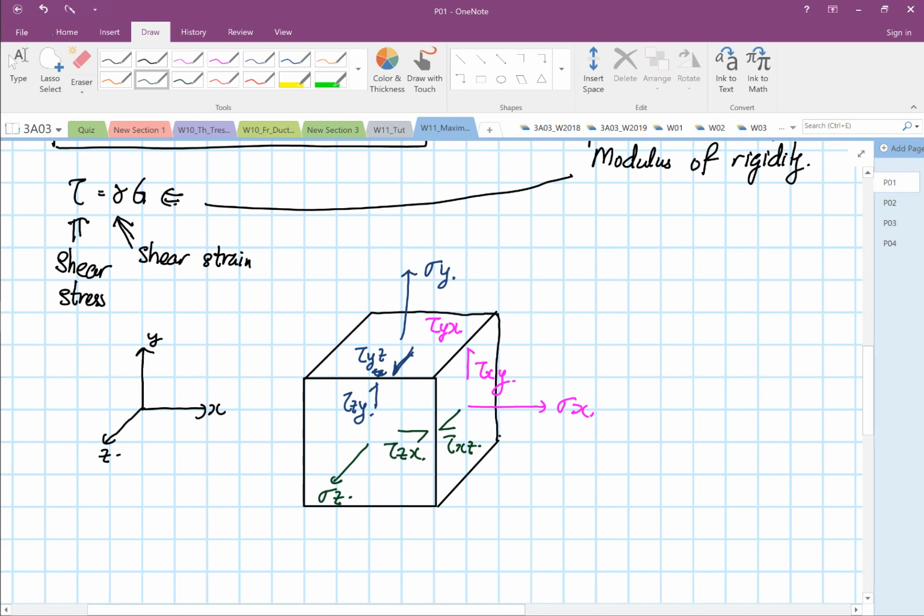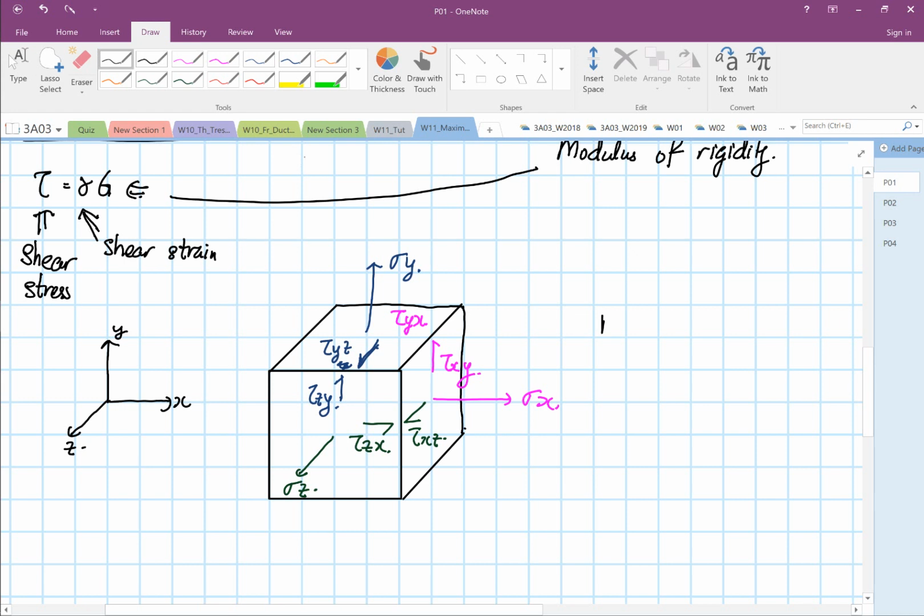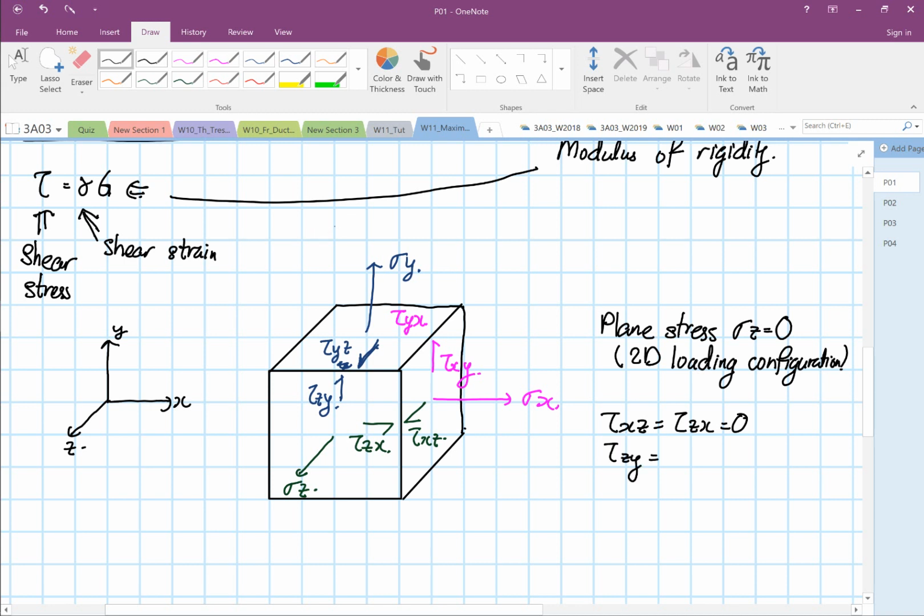Okay, so when we are under the plane stress situation, plane stress usually states that stress z is equal to 0, or the loading is in 2D. Okay, 2D loading situation, or configuration. So when there's a two-dimensional loading configuration, the only way for that situation to be true is shear zx must be equal to 0, and shear zy equal to shear yz is equal to 0, because you have nothing in the z direction.